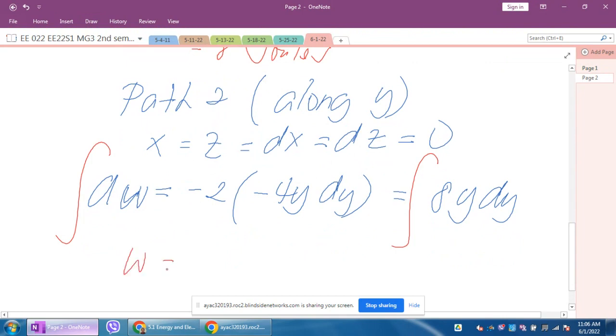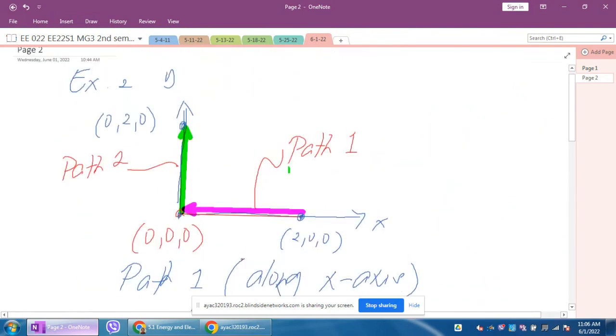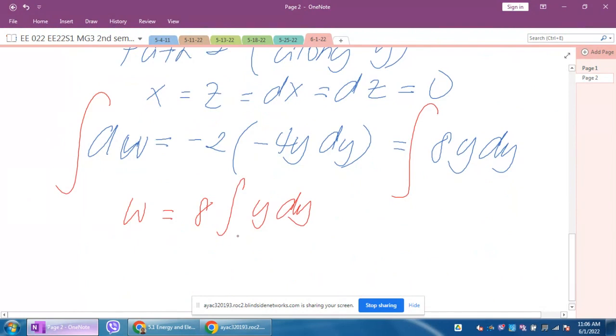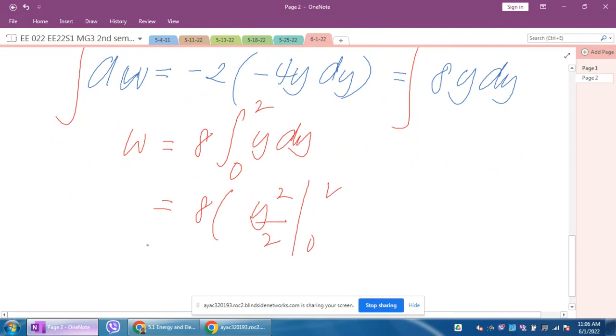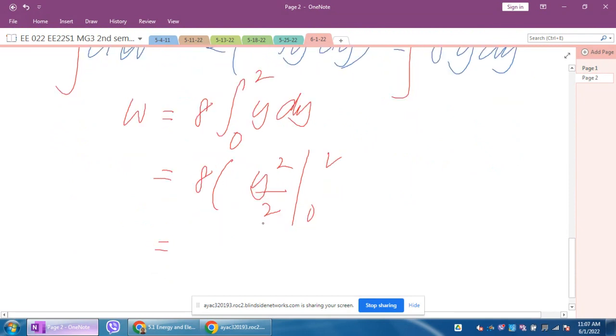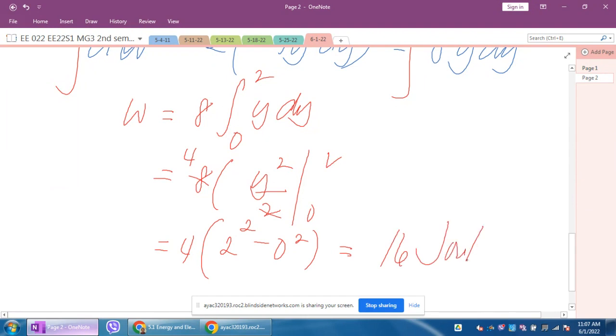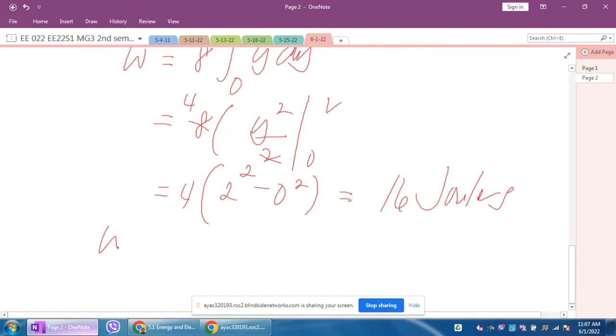So, evaluating the integral, evaluate mo yung integral nito. Yung integral nito, W will be equal to 8 integral of y dy. Limit ng y mo is from 0 to 2. So this will now be equal to 8 y squared over 2 from 0 to 2. So you have, pwede nang simplify 4. 4 na lang yun. So 4 times 2 squared minus 0 squared. So 4 times 4, you will have positive 16 joules. Tama po? The work is positive 16 joules.